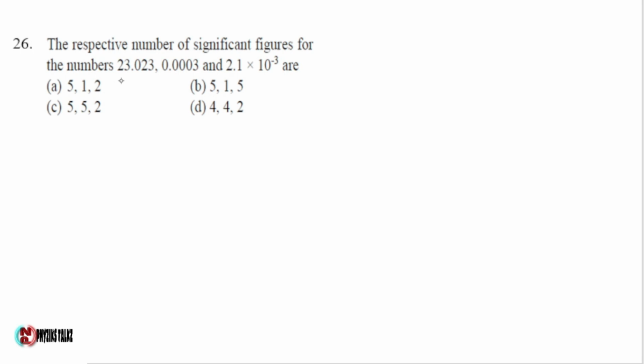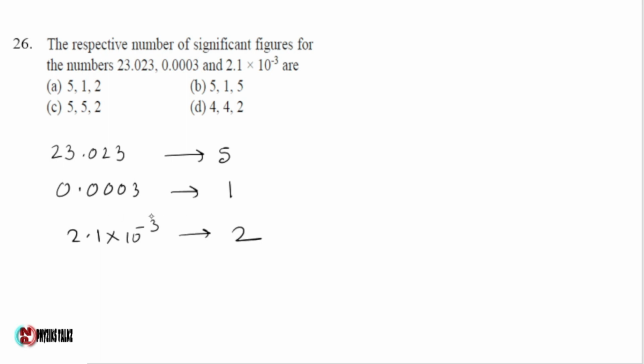Next question. The respective number of significant figures for these three numbers. Now 23.023 has 5 significant digits, 0.0003 has 1 significant digit, 2.1 into 10 to the power minus 3 has 2 significant digits. In the second number the zeros are not significant, so the correct option is 5, 1 and 2.